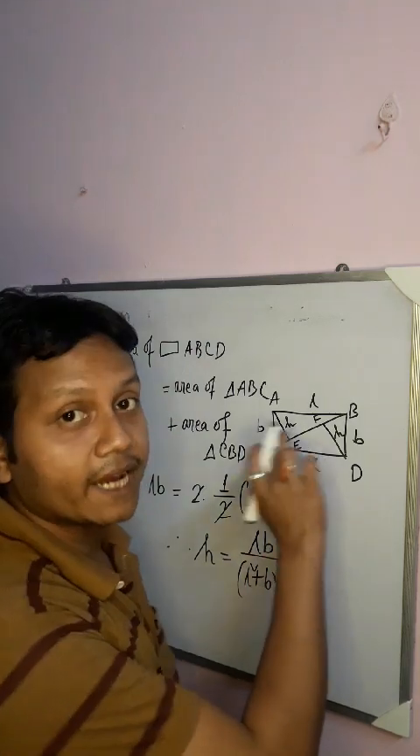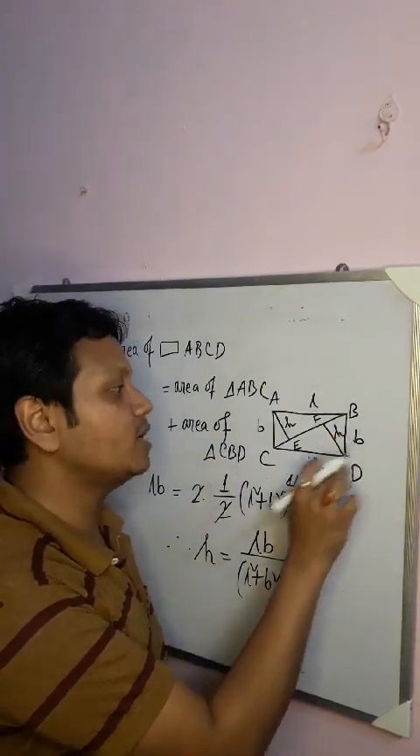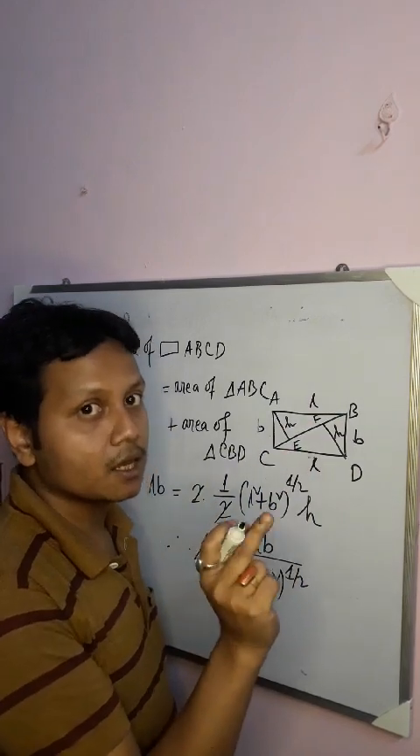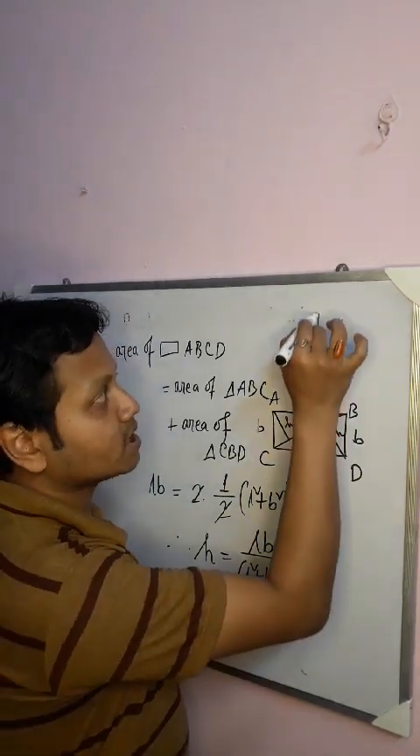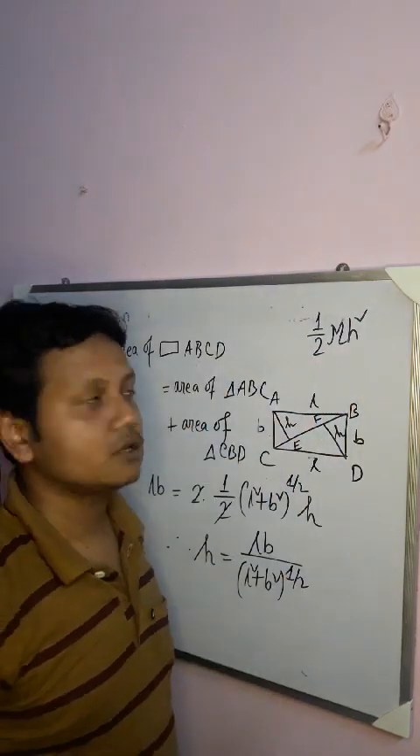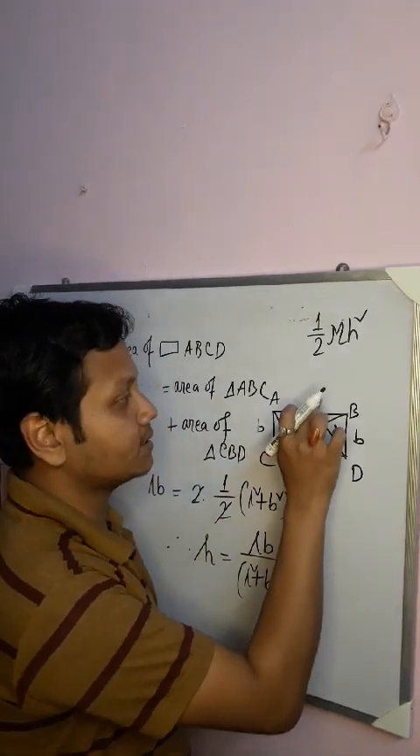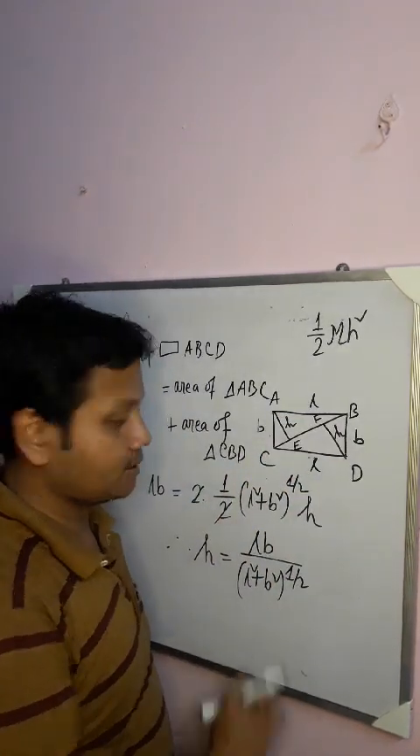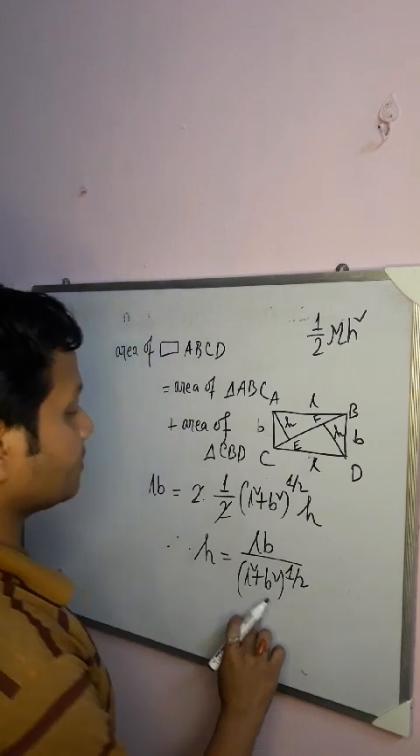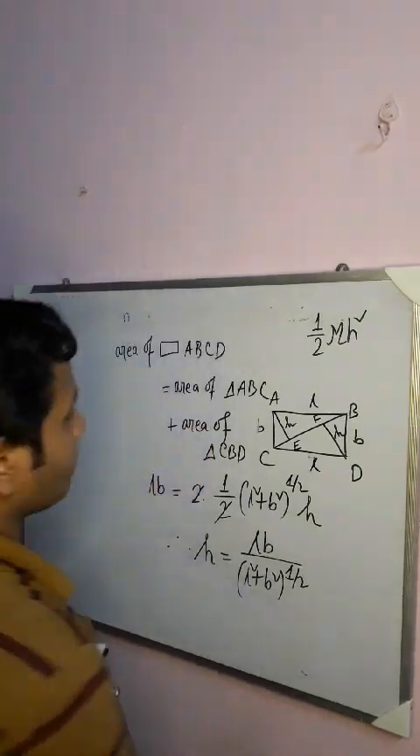Because we must know H in order to calculate the moment of inertia of the triangles. Because we know that the moment of inertia of a triangle about any of its sides is 1/6 MH square. So this H we have to find out in terms of known quantities, that is L and B, that I did. Okay. So remember that the value of H is LB by L square plus B square whole to the power half.